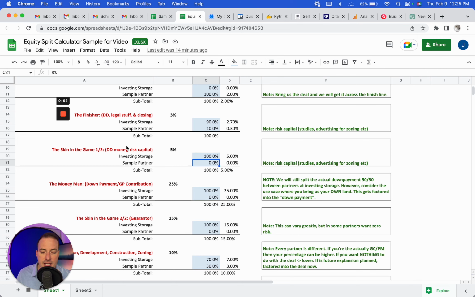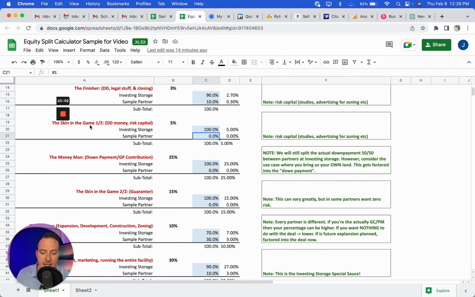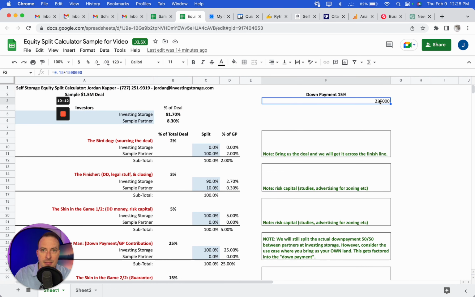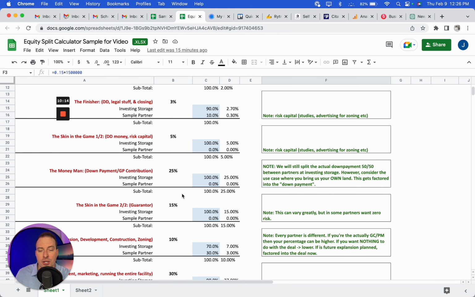In this case, our sample guy is not contributing any skin in the game with the DD money or the risk capital. The money man, who's this? Well, this is the guy that's actually putting that $225,000 down payment, right? This deal particularly has no passive investors, like, we're not syndicating this deal and we're not raising it from outside LPs.